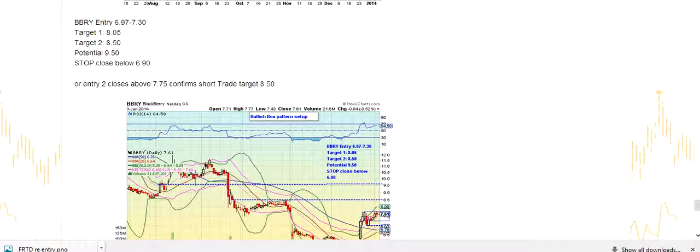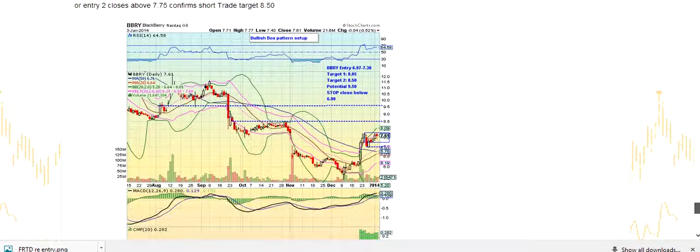So if you enter this stock at $6.97, you're going to look to buy a strike price of $8. You want to be close to in the money or close to your target for a strike. Now if that stock ends up closing below $6.90, that triggers your stop. So that means you're out with minimal risk. Let's take a look. I actually post the chart and why I'm posting this trade.